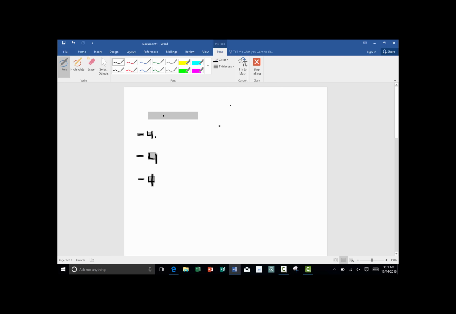I don't know why it's highlighting. Let's try that again. Let's just get out of this and start over. Okay. Now we got it. I'm going to take my -4 and do, still highlighting. Well, I'll have to fix that later. I hope you can see it like it's supposed to be.